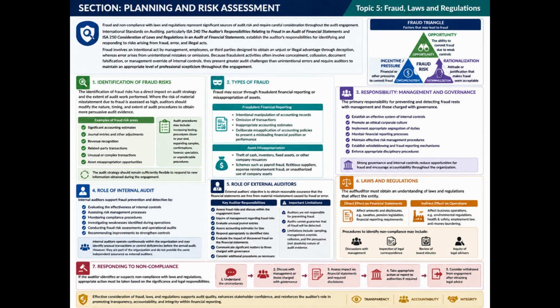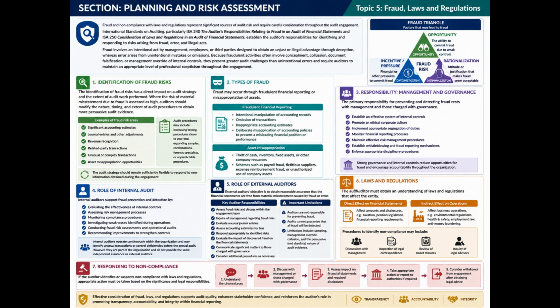Fraud and noncompliance with laws and regulations represent significant sources of audit risk and require careful consideration throughout the audit engagement. International standards on auditing, particularly ISA 240, the auditor's responsibilities relating to fraud in an audit of financial statements, and ISA 250, consideration of laws and regulations in an audit of financial statements, establish the auditor's responsibilities for identifying and responding to risks arising from fraud, error, and illegal acts.